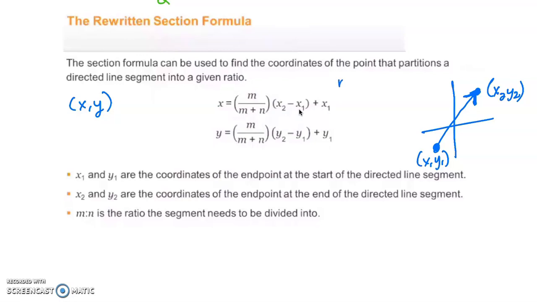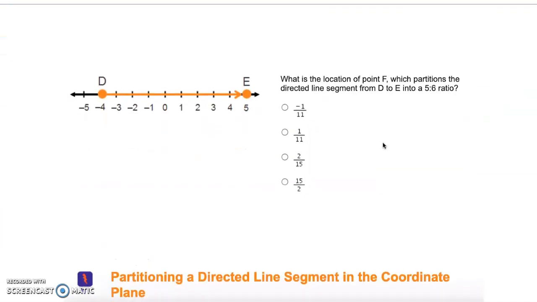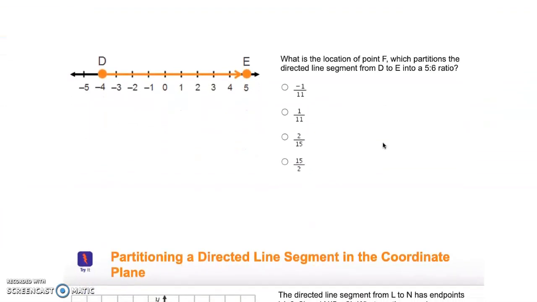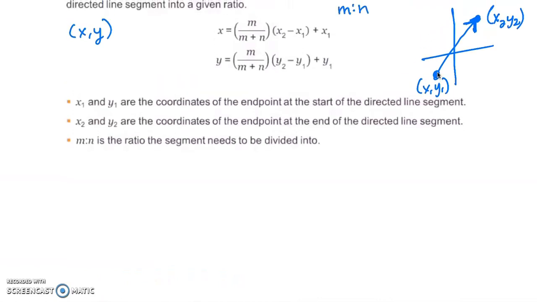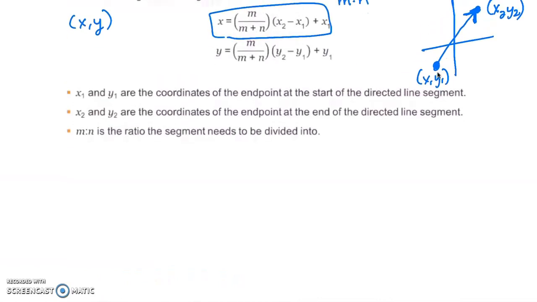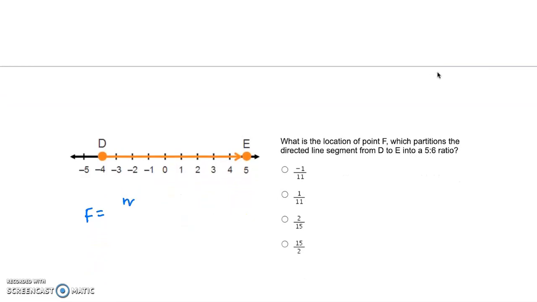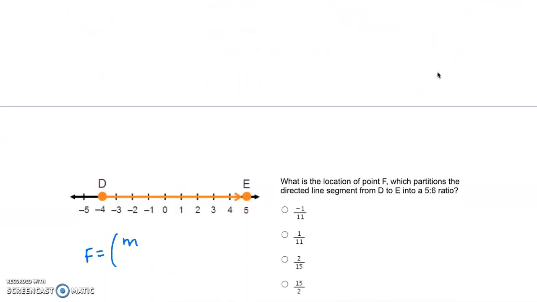And then m and n, remember, that's the ratio. If it gives you a given ratio, m is the one on the left, n is the one on the right. And then we're just going to substitute that in. So write that in your notes. So let's do this one. This is again with just a line. We're going to find point F, where D to E is a 5:6 ratio. If we're going to use our formula, we go back up to here and we just have an x point. So I'm just going to use this one. So x equals m over m plus n times x2 minus x1 plus x1.